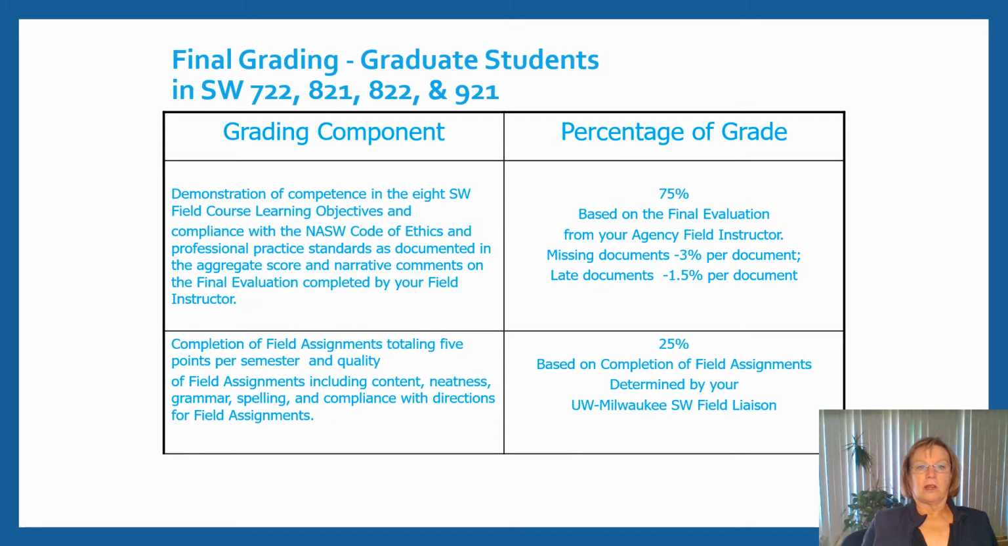So this is the grading breakdown for all the other graduate courses. Again, 75% weight towards the grade is a final field evaluation, and 25% is the completion of their field assignments.